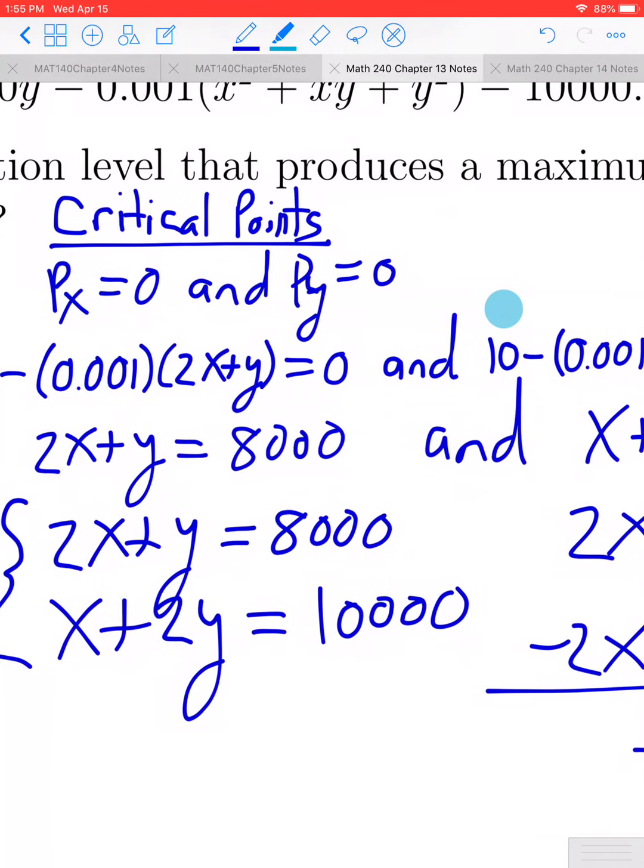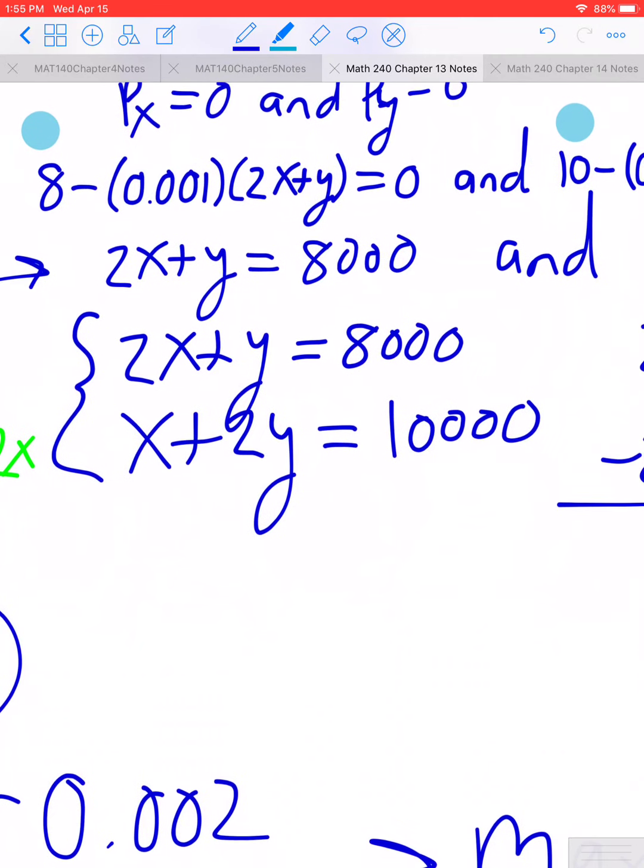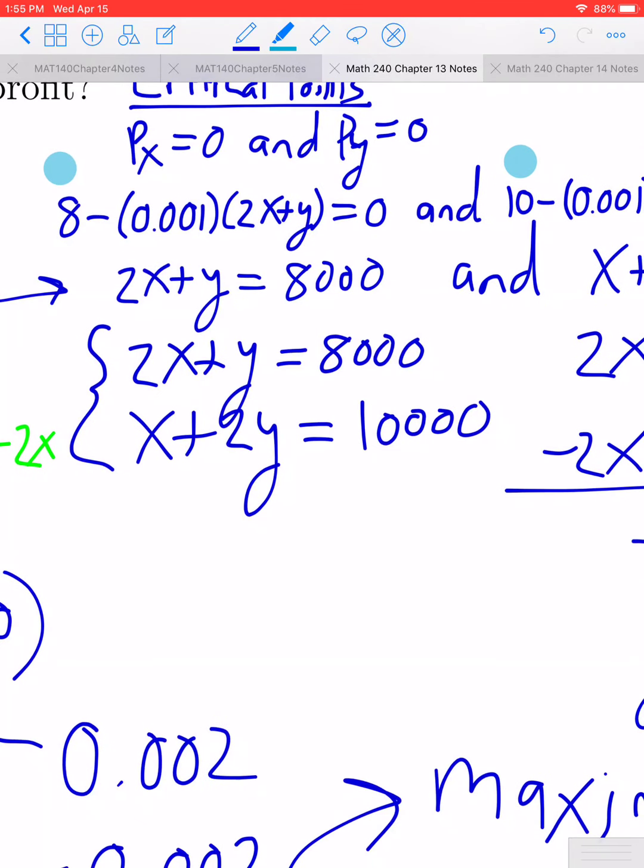So when looking for these critical points, it boils down to solving this system of equations. We need to find the values of x and y for which 2x plus y is equal to 8,000 and also for which x plus 2y equals 10,000. I didn't show this kind of work in the last example that I did, so let me work through some of the details for this one.